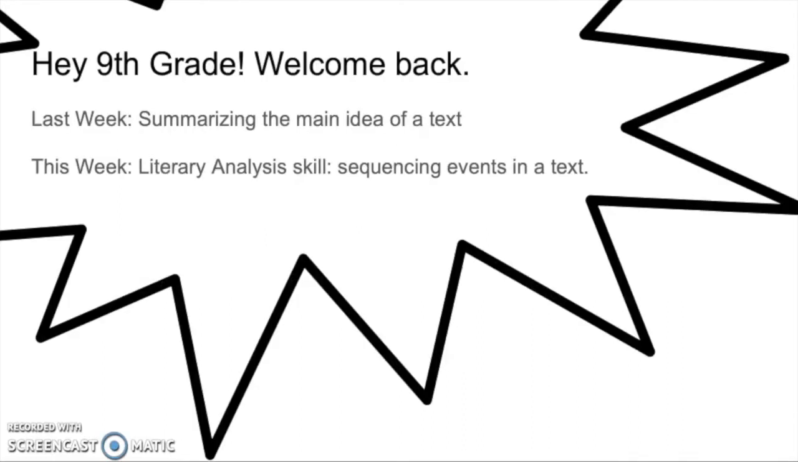Last week, we talked about summarizing the main idea of a text. This week, we're going to work on a literary analysis skill called sequencing events in a text. Like the topic implies, the purpose of today's video is to ensure students are able to place events in a text into the correct sequence or order of events. It is an essential skill for understanding plot and the story as a whole, which is important in fulfilling some of the outlined English and history competencies.